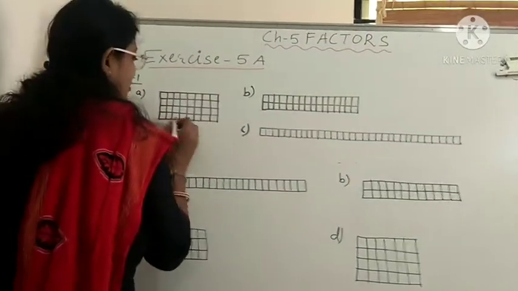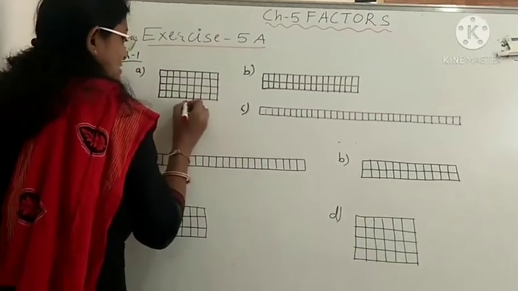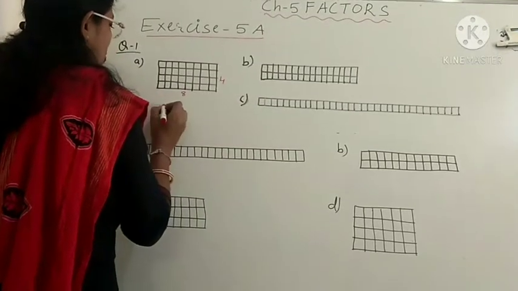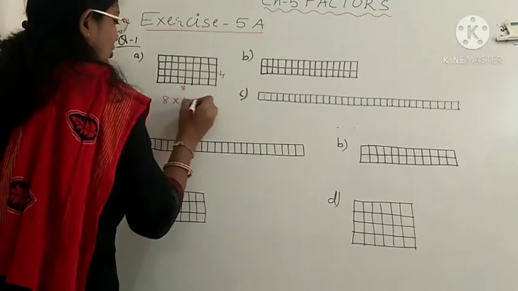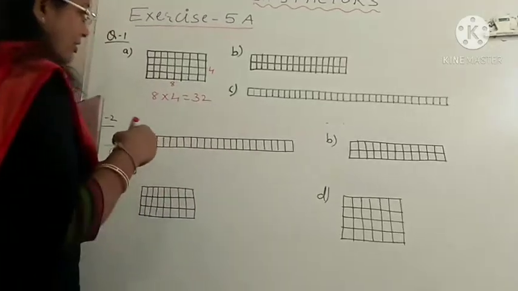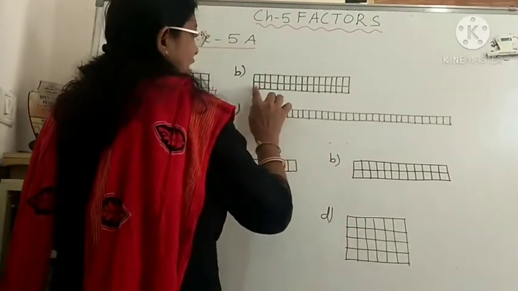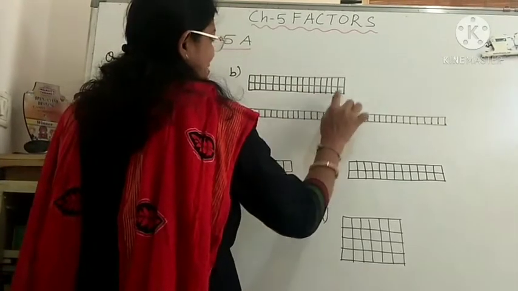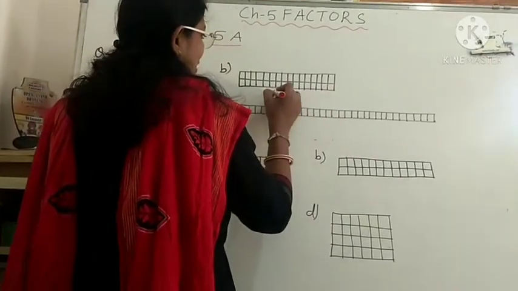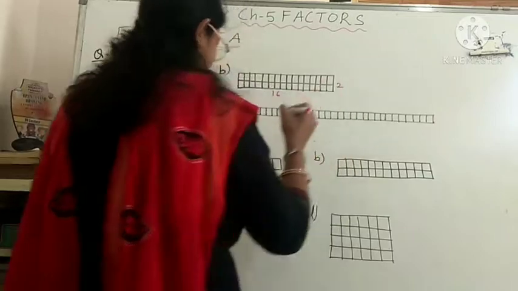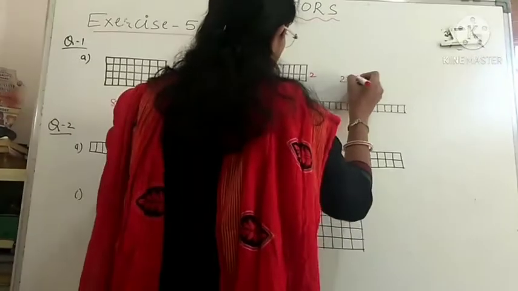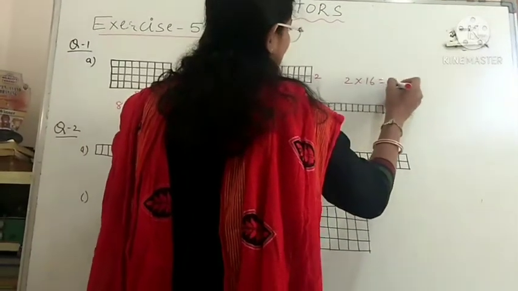What have they done? They have counted this. These are 8 squares. These are 4 squares. So the factors will be 8 multiplied by 4 is equal to 32. Okay, this one is done for you. Now we will do this too. If we count here, these are 16 squares and these are 2 squares. So we will write here 16, here we will write 2. And so the factors for this will be 2 multiplied by 16 is equal to 32.